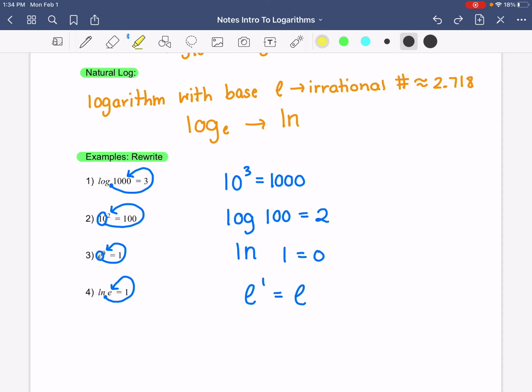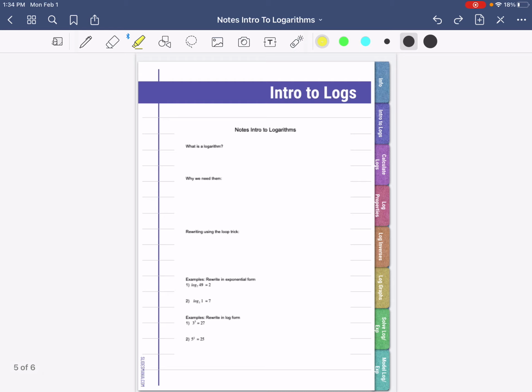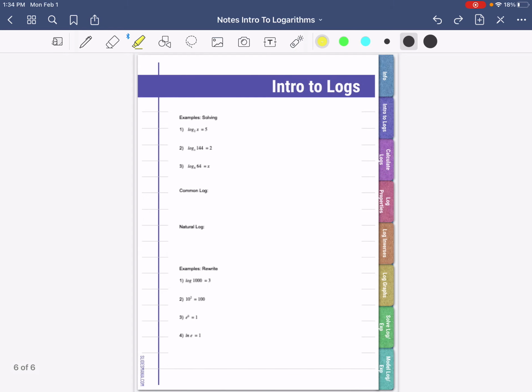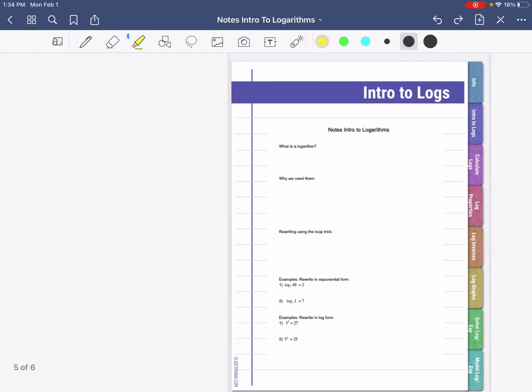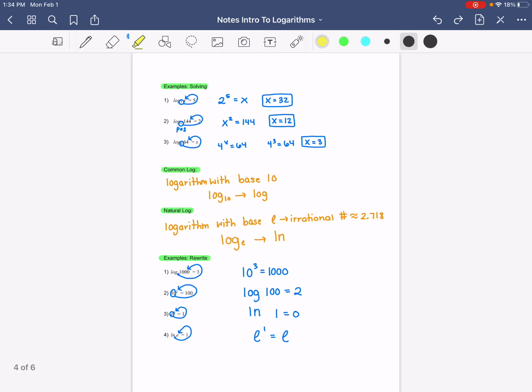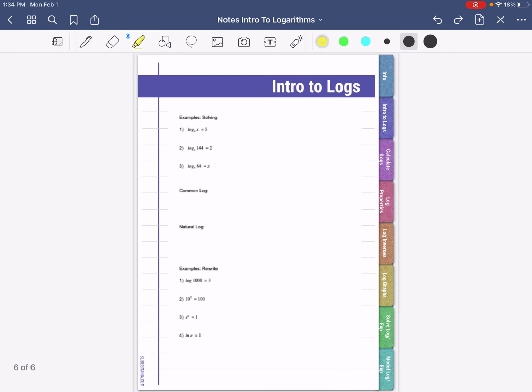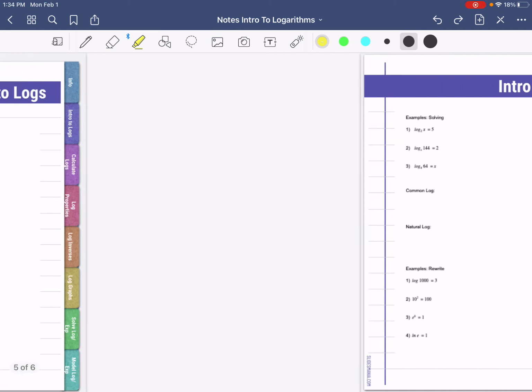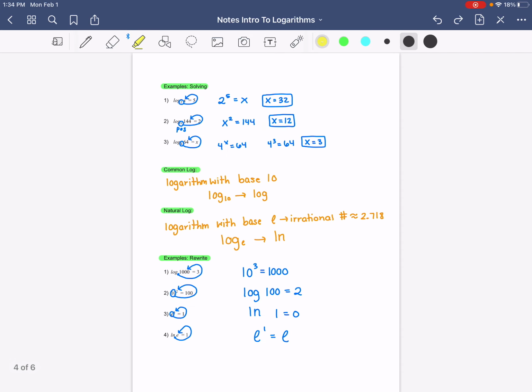Okay, so these notes are going to go on slides 4 and 5. So you want the two different pictures, and then you have homework tonight of going back and forth between the two forms. That's all we want to be able to do, is do the loop trick to go back and forth between the two forms. And that's it.